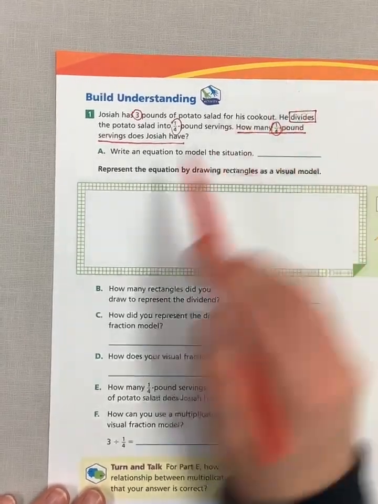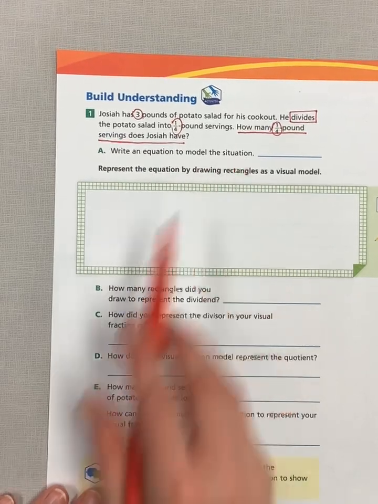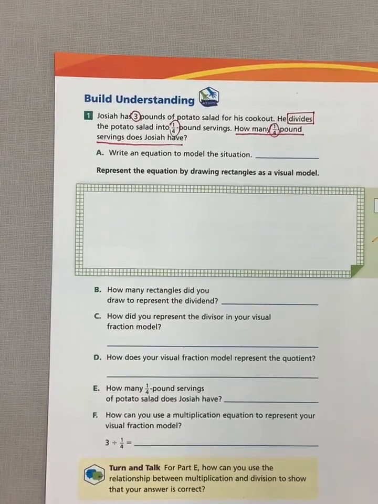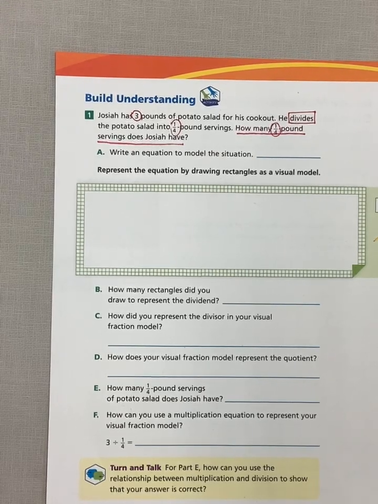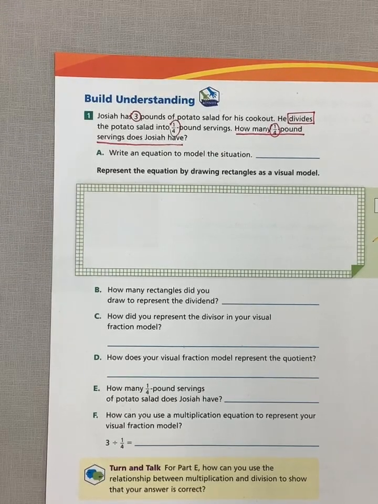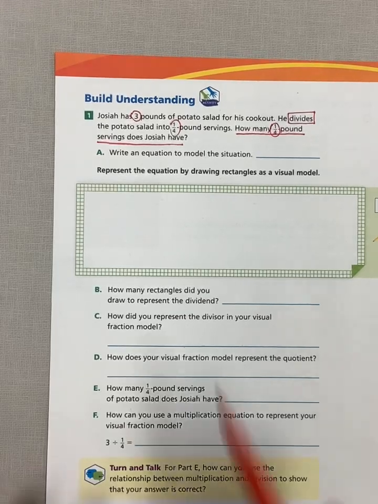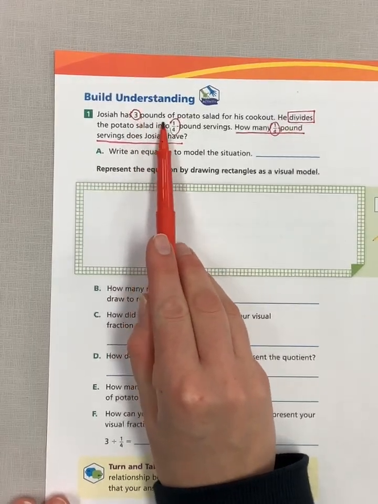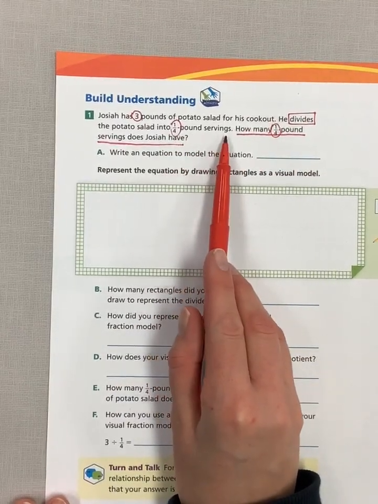Okay, so what we need to do first is write an equation to model the situation. When you're dividing fractions, what number comes first is very important. Just like when I'm subtracting regular whole numbers, whatever number comes first has to be the right one. So look at your question and think, what am I dividing up? Am I splitting up the 3 pounds of potato salad, or am I splitting up the 1/4 pound servings?